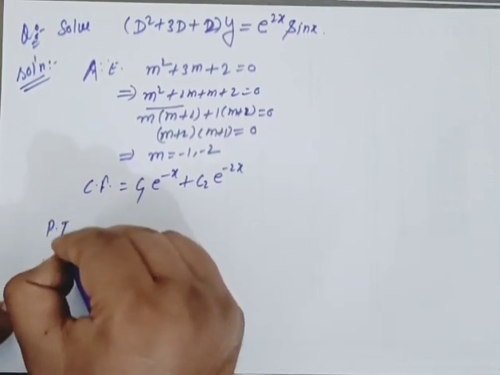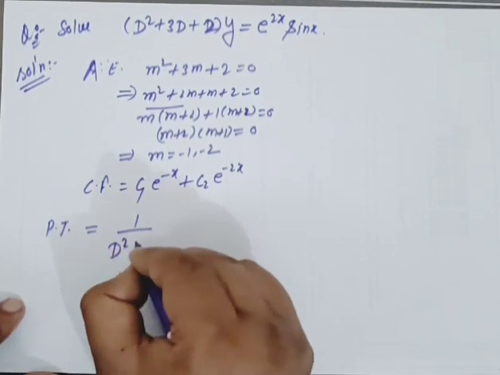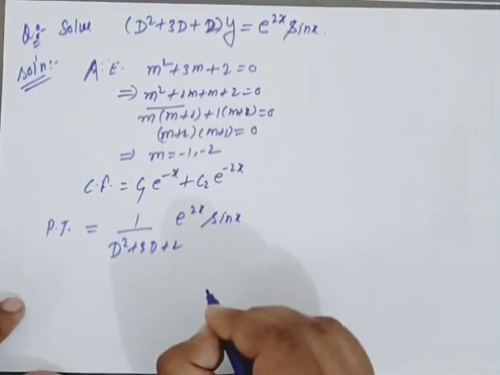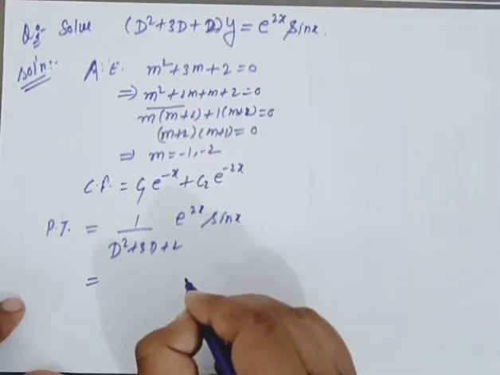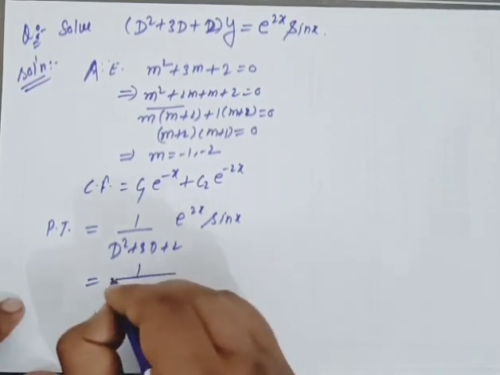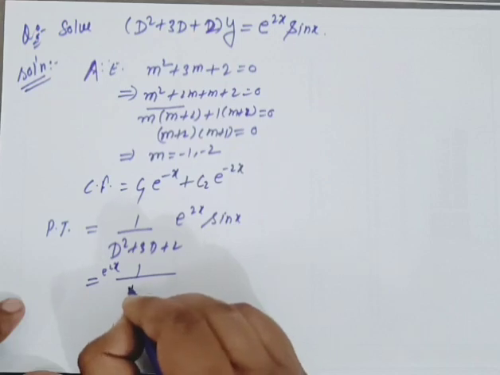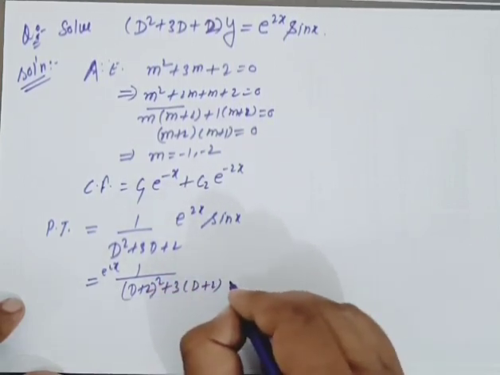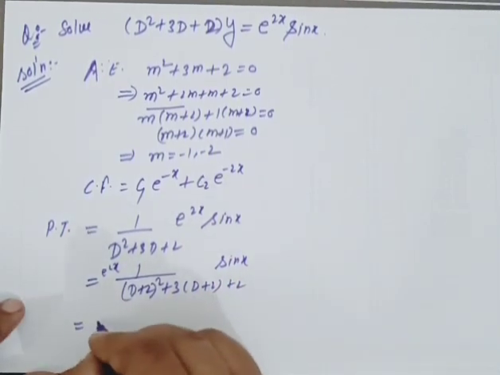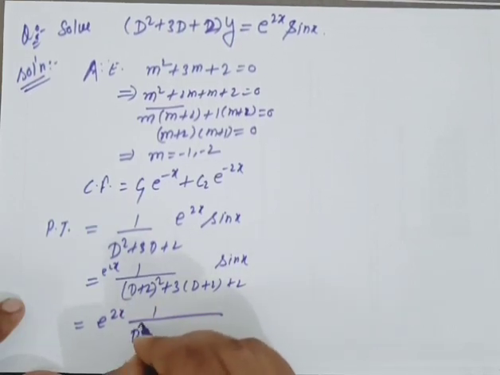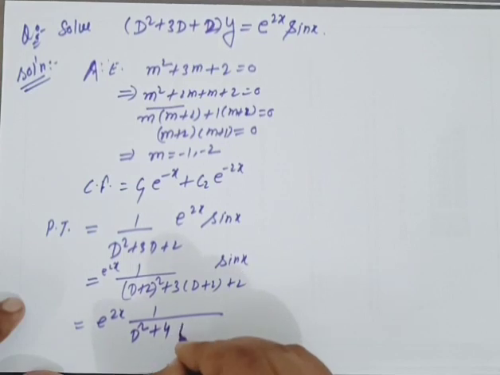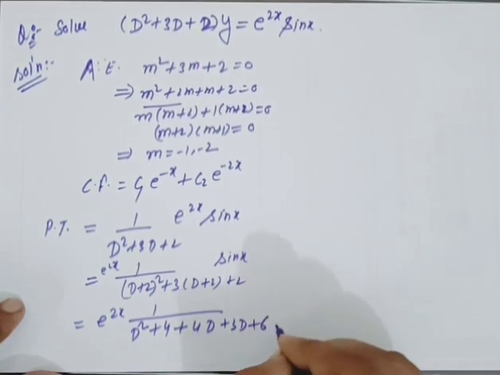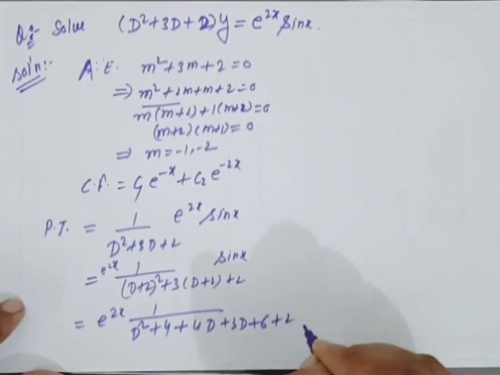Now for the particular integral, we find 1 upon d square plus 3d plus 2 on e to the power 2x sin x. Or you can write it as e to the power 2x, and you can replace d by d plus 2, so d plus 2 whole square, then plus 3 into d plus 2, and then plus 2, acting on sin x. Now you can simplify it as e to the power 2x 1 upon d square plus 4 plus 4d, and then plus 3d plus 6, and then plus 2, sin x.